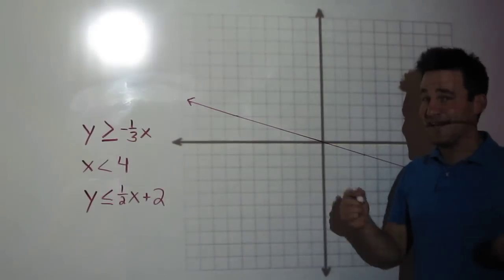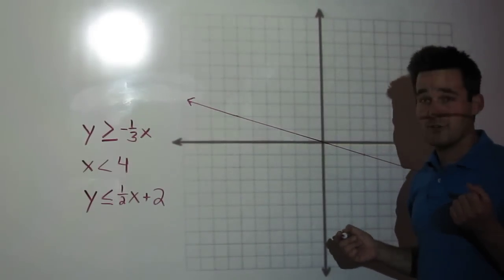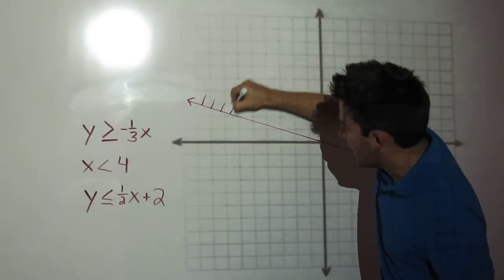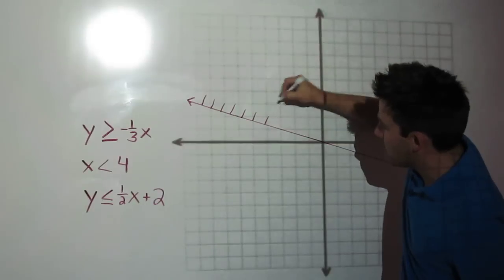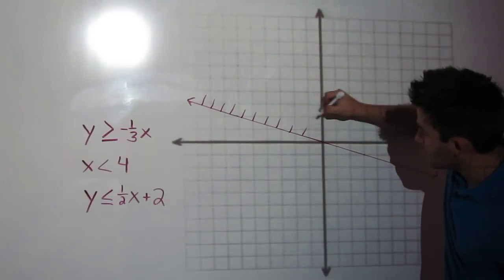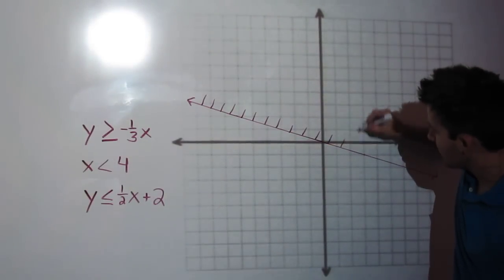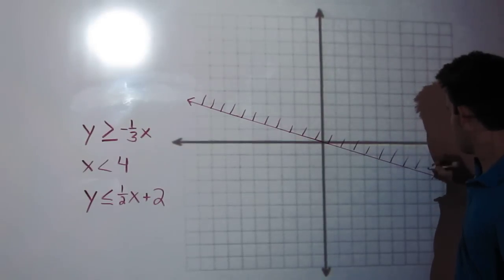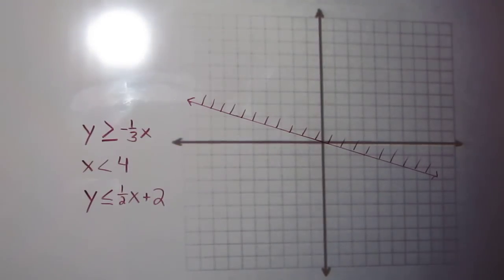Now instead of shading, here's the little trick. We're going to use what I call hairs. All we do is we draw little tiny hairs extending off our boundary line, pointing in the direction of the half plane we need to shade. Now we've completed the first linear inequality.